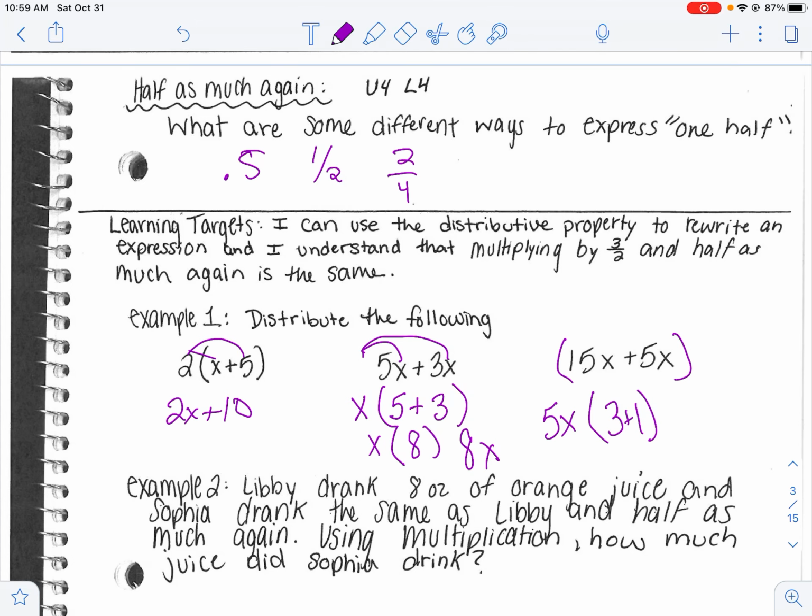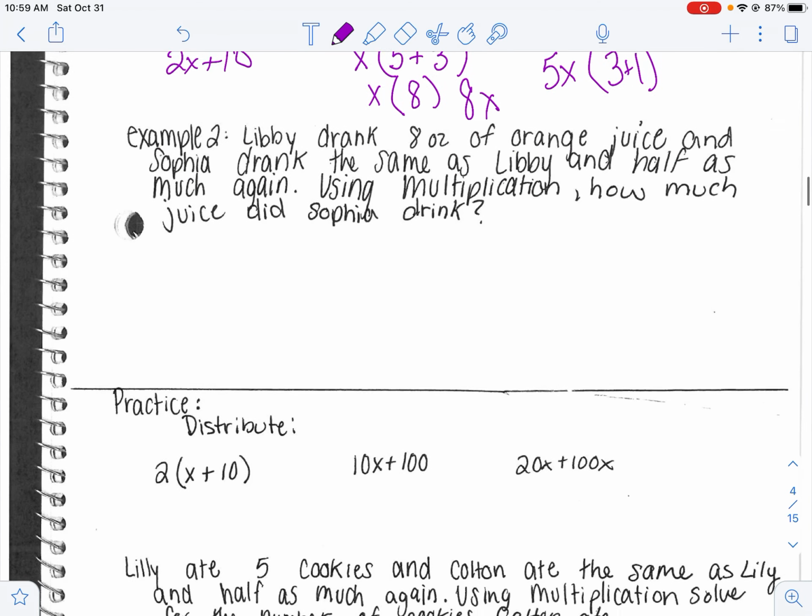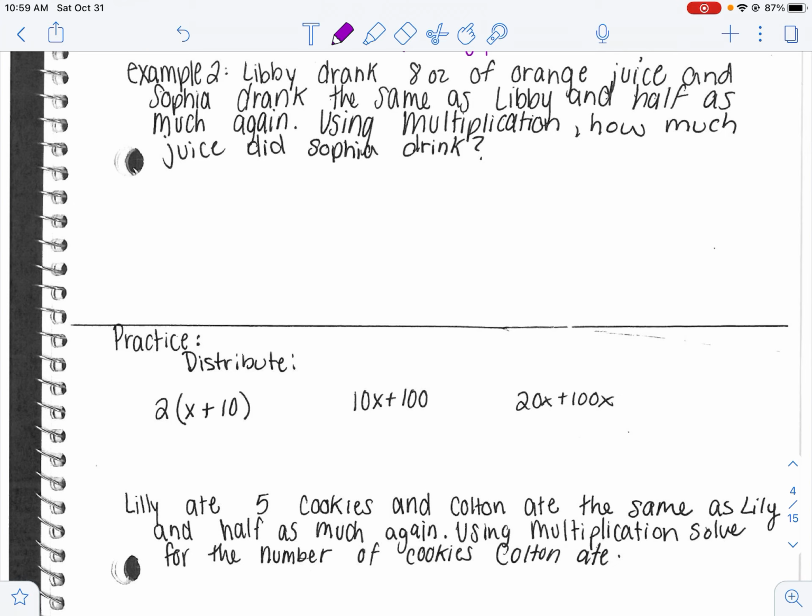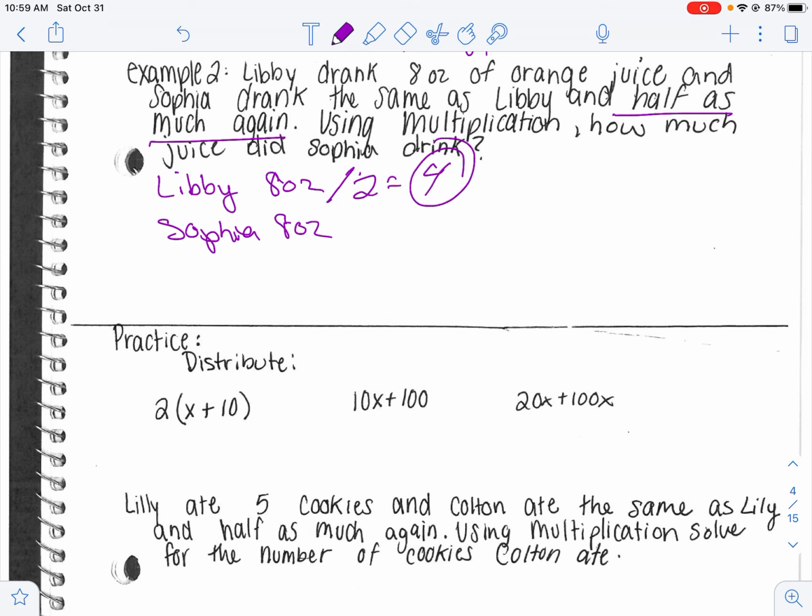Okay, so looking at example 2, it says Libby drank 8 ounces of orange juice, and Sophia drank the same as Libby and half as much again. So using multiplication, how much juice did Sophia drink? So we know that Libby drank 8 ounces. Okay, and we know that Sophia drank 8 ounces as well, but then she also drank half as much again. So what is half of 8? Okay, so if we need to divide by 2, we get 4. So she drank 4 more ounces. So 8 ounces plus 4 ounces is 12 ounces.